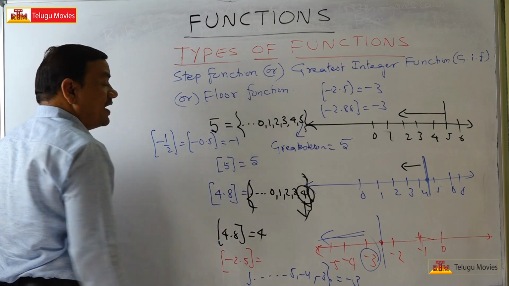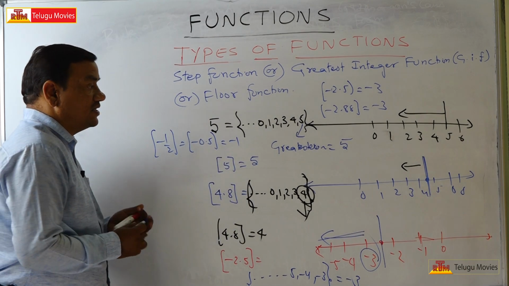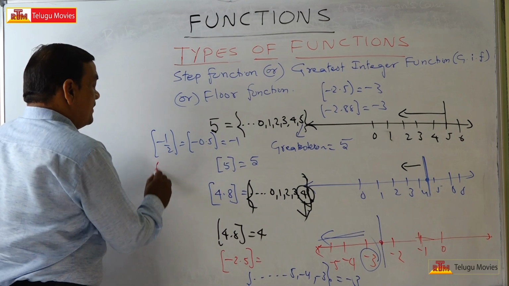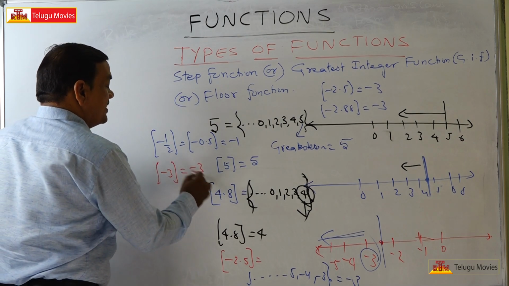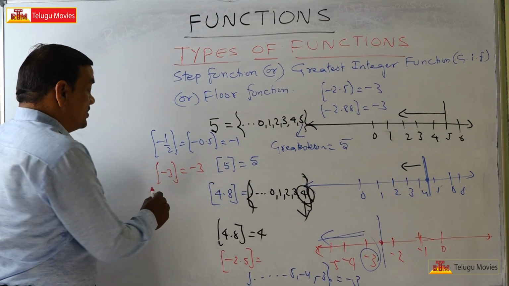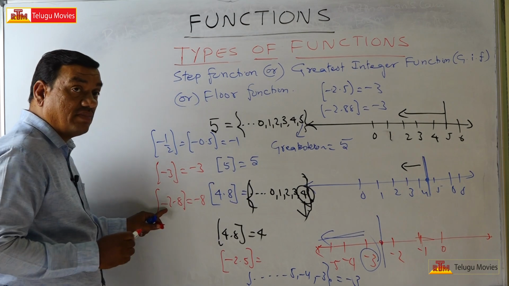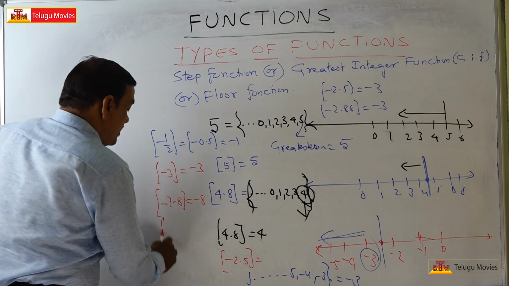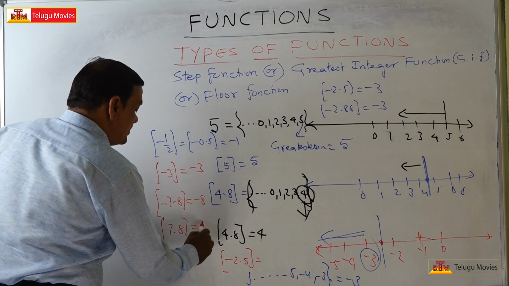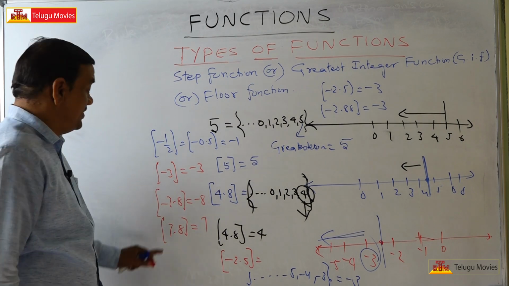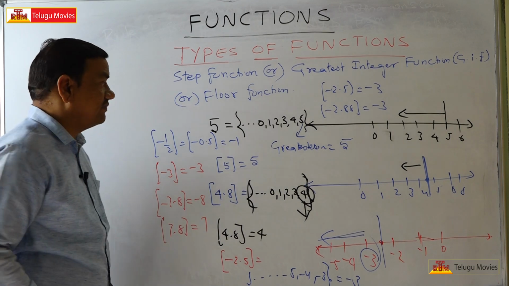That is equal to minus 1. Step of minus 3 is minus 3. Understand? Step of minus 7.8 is minus 8. If it is minus 7.8, minus 8. If it is simply 7.8, it means 7. If it is simply 7.8, it's 7.